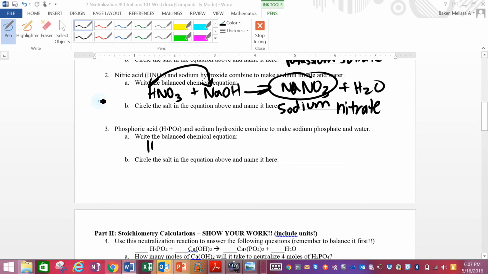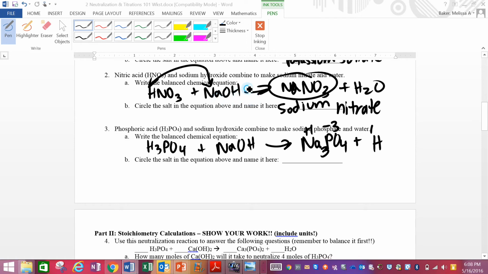One more. H3PO4 plus NaOH. First two things switch places. We've got Na, which has a +1 charge, PO4, which has a -3. That's Na3PO4 plus HOH, H2O. Now we're not balanced here. We've got Na3, so we need a 3 here. And now we've got 3 H's plus another 3 H's, that's 6 H's, so we need a 3 there. Circle the salt, that is sodium phosphate.